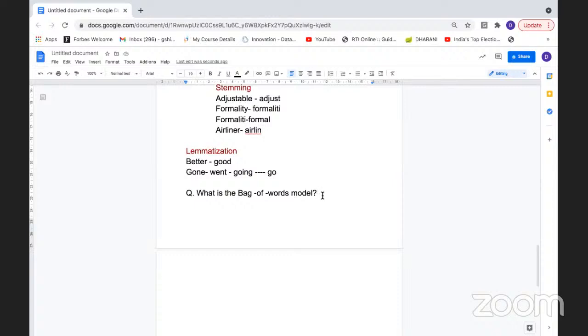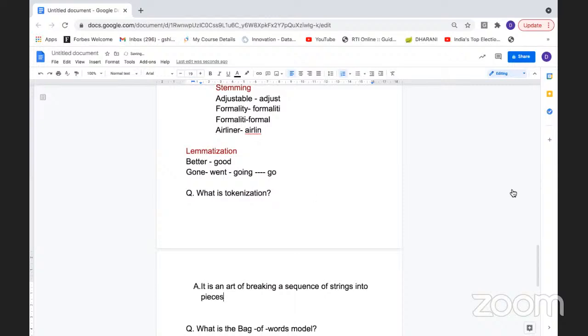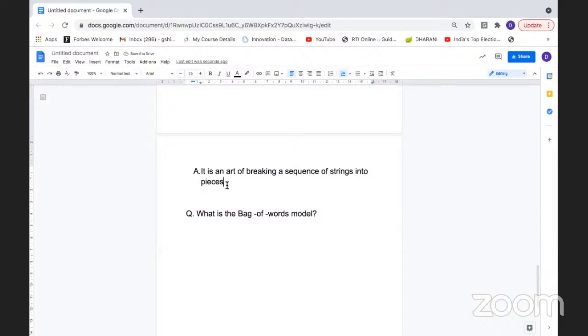So what is this tokenization? We missed that. Even before we talk about that, what is tokenization? What will it do? Definitely we can say that it is an art. But what art does it have? It has a very good art of breaking a sequence of your string data into pieces.